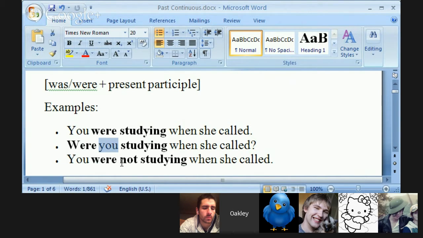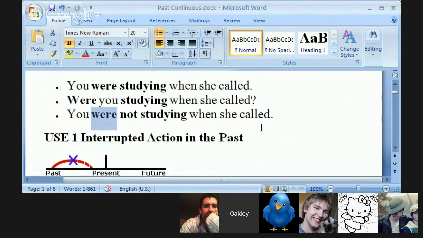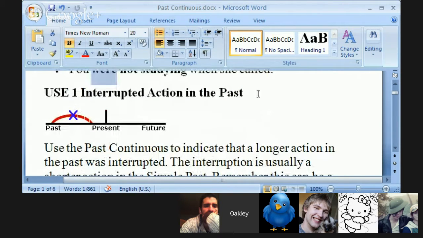And finally, in the negative, you were not studying when she called. Notice the placement of not is following the first auxiliary or helper verb. Of course, you would commonly hear this spoken as you weren't studying in a contracted form. Those are the basics. Now let's look at the uses.